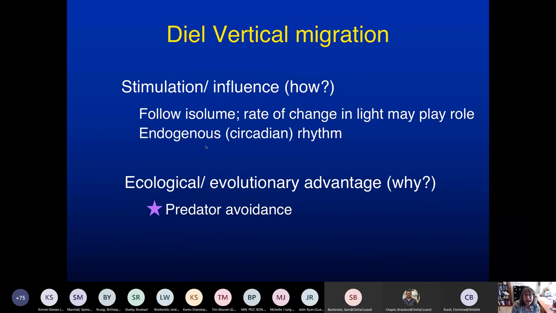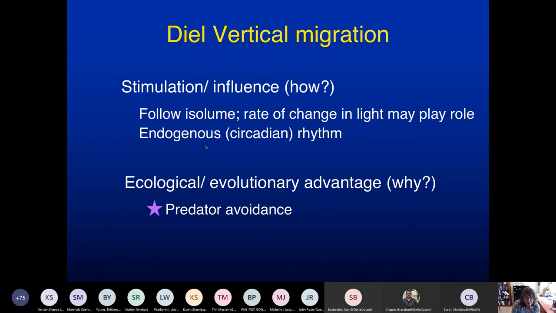So how do they do it? How do they know to undergo this behavior? It's pretty well established that light is the cue and the stimulation for migration, and that the animals are following an isolume, or a layer of the same light level. And so the idea is that conditions at sundown are like those experienced deeper in the daytime. And there's lots of evidence for this.